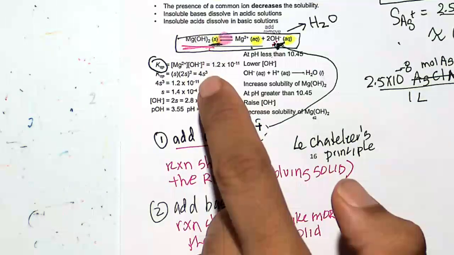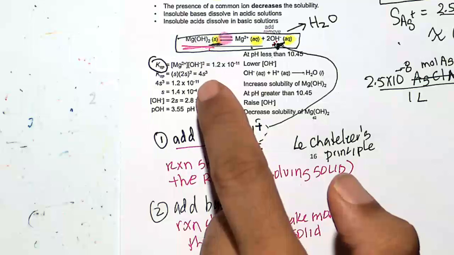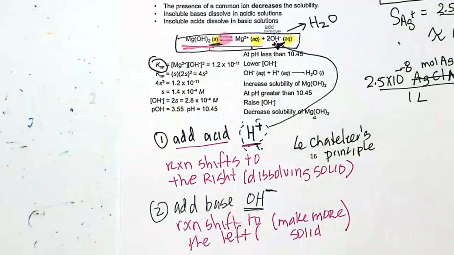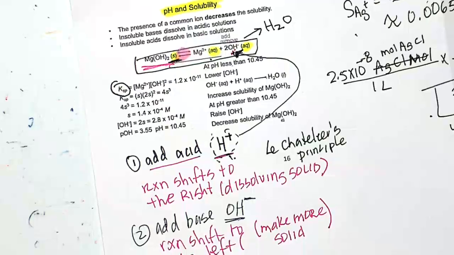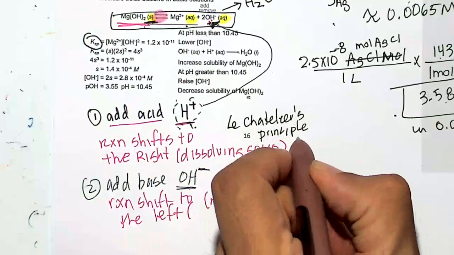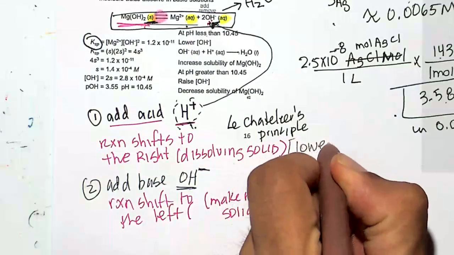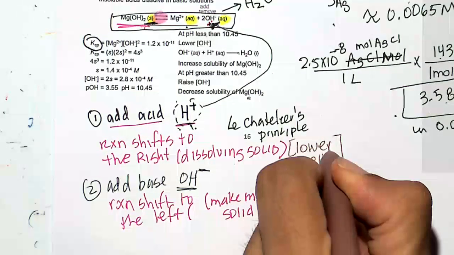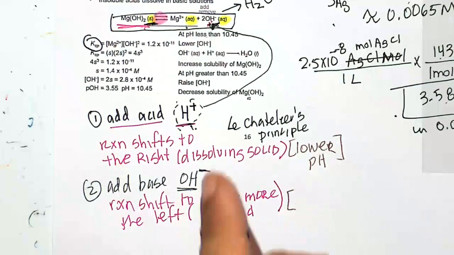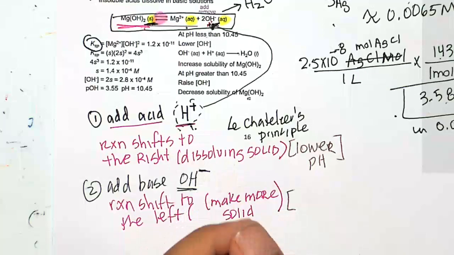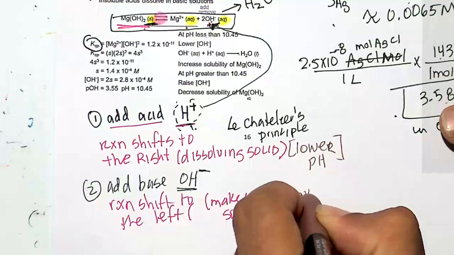If you want to dissolve the magnesium hydroxide solid, what can you do? You can add more acid. So the pH has an effect on your solubility. If you add more acid, you lower the pH. So how can we dissolve magnesium hydroxide? Lower pH. How can we enhance the production of magnesium hydroxide? Add more base, which means raise the pH.